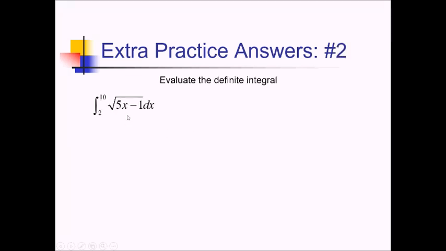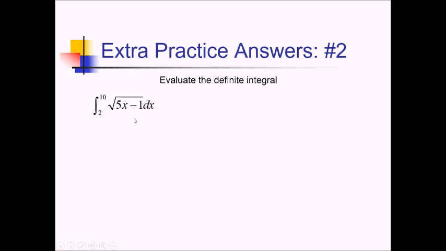On this problem, since we have an inner function that's linear, one way you could deal with this problem would just be to take the antiderivative of the outside. So right now you have 5x minus 1 to the 1/2 power, so the antiderivative of that, and then just divide by the derivative of the inner function, divide by 5. And that's certainly one way to handle this.